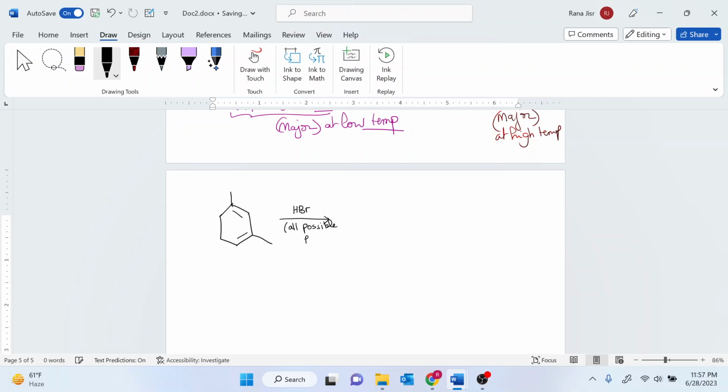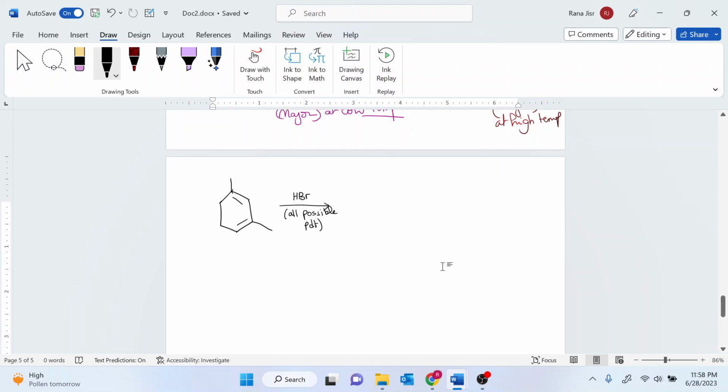Okay, products. And I'm going to be really clear about what I want you to do. When you see room temperature or all possible products, just go ahead and write both products, the 1,2 addition and the 1,4 addition. Now this is an unsymmetrical diene.